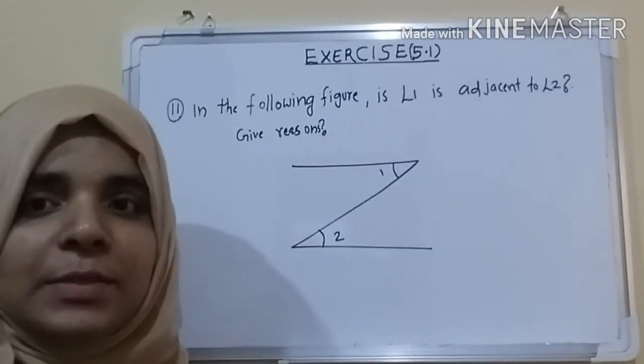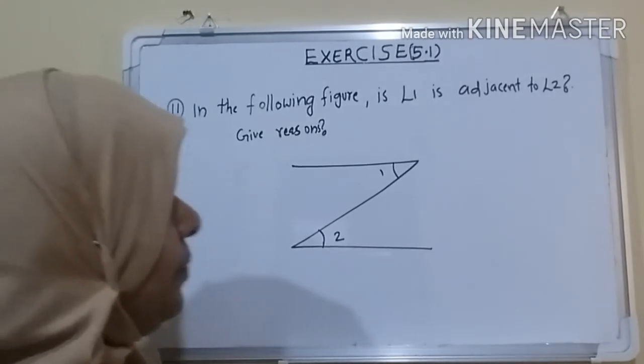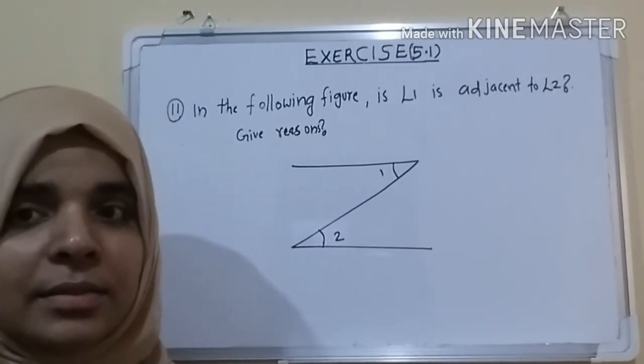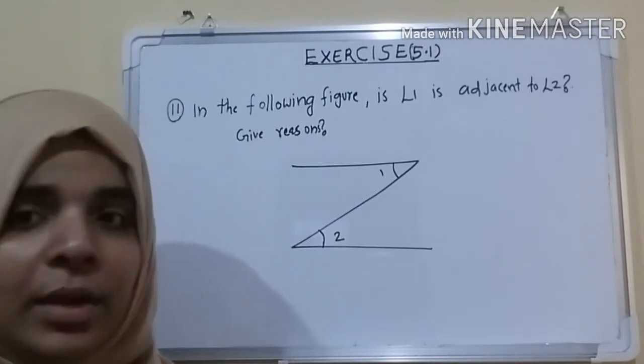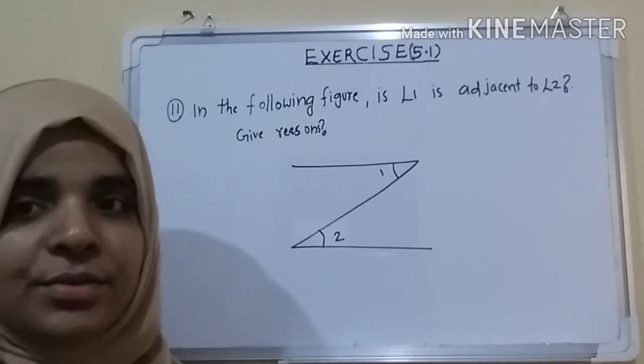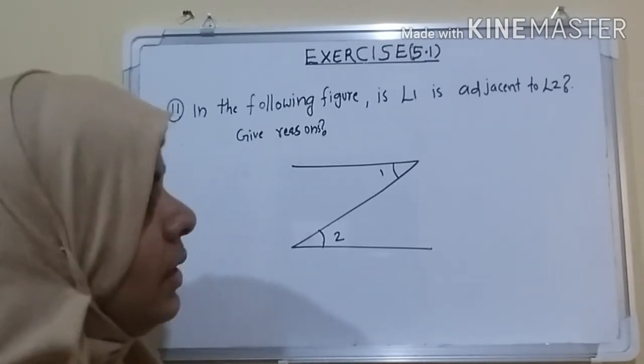Okay. Now let's find out the 11th question answer. Are angle 1 and angle 2 adjacent angles? Give reason. Okay, that is the question. What are the conditions if two angles are adjacent? What conditions must be satisfied?